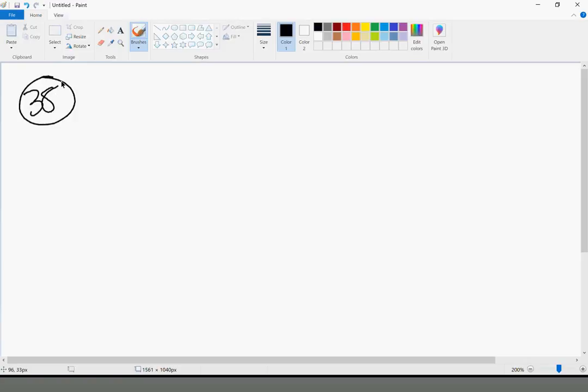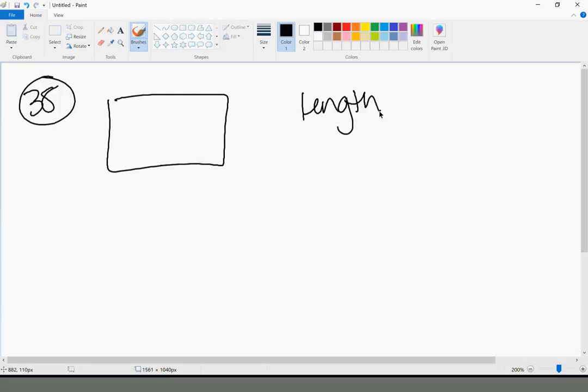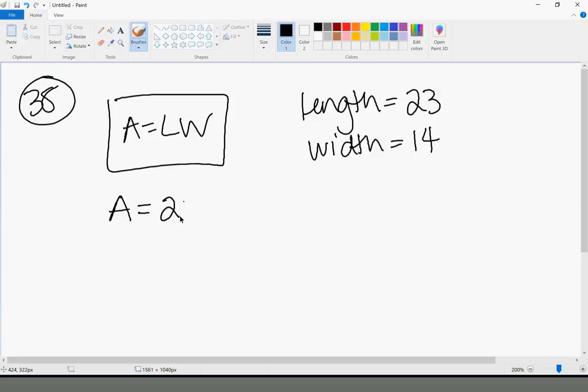All right, 38. Find the area of a rectangle with a length of 23 meters and a width of 14 meters. So the area of a rectangle equals length times width. So we would just multiply those values together. You will not have a formula sheet, so you do want to be familiar with those more basic area formulas. So let's see, 23 times 14.